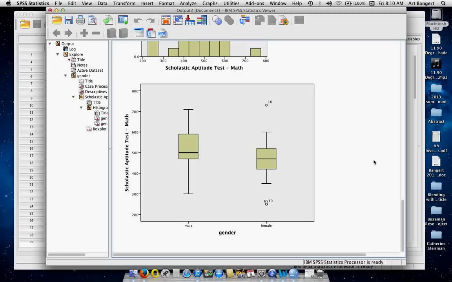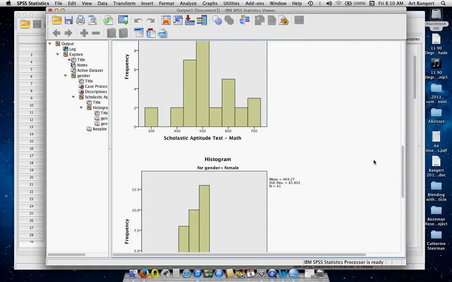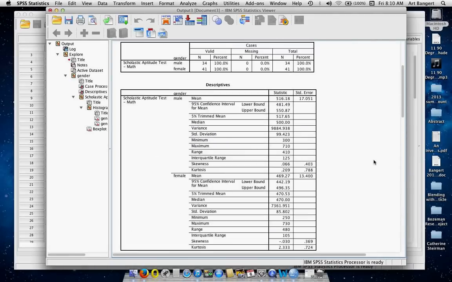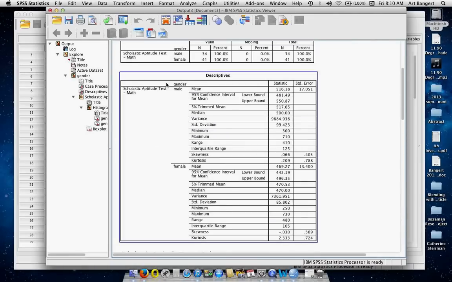So I hope this helps you in determining how you can break out your data by groups such as male and female.